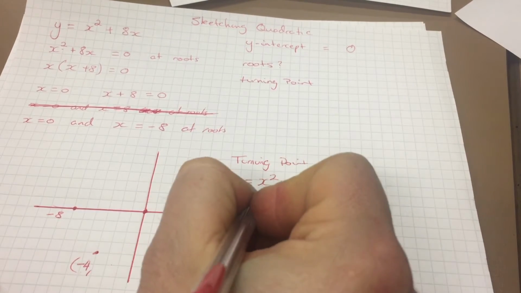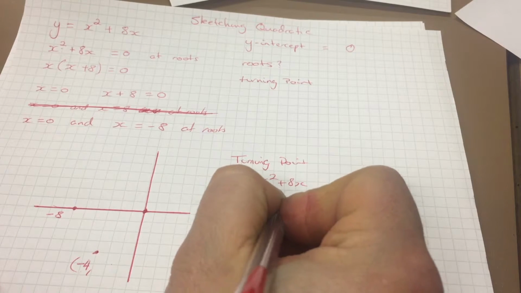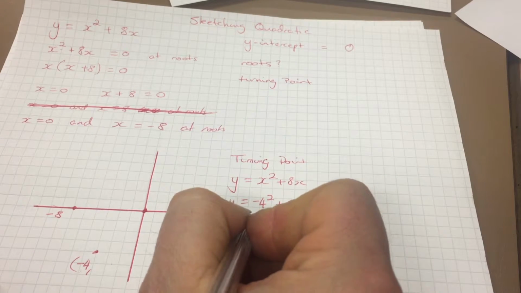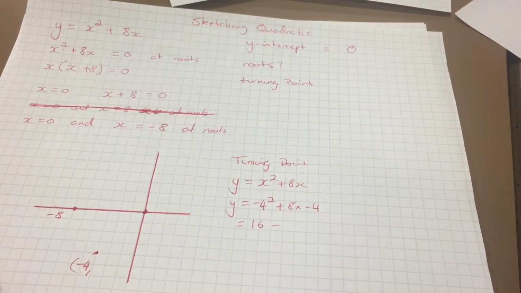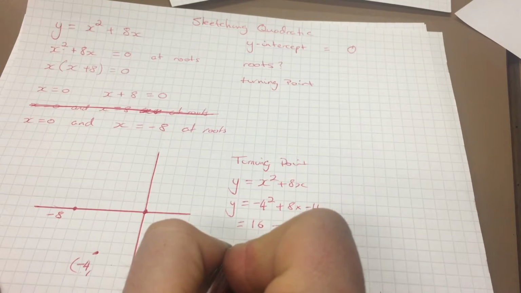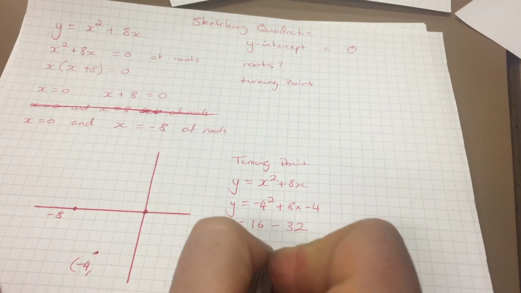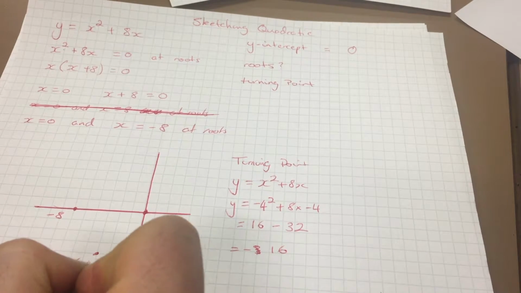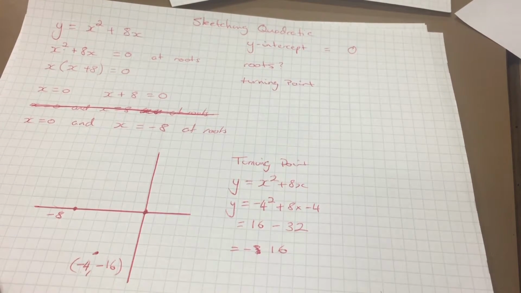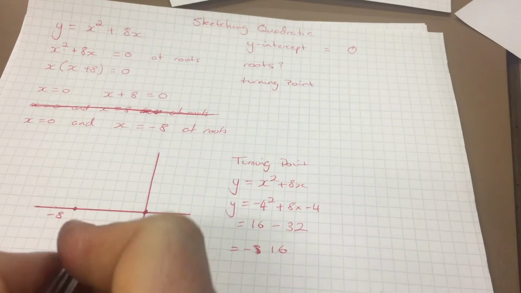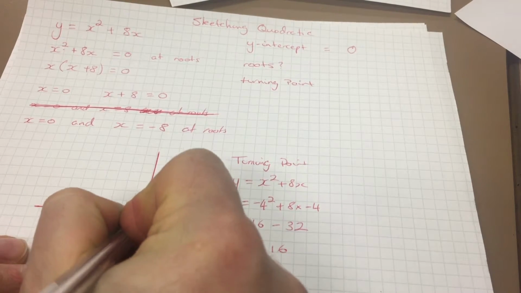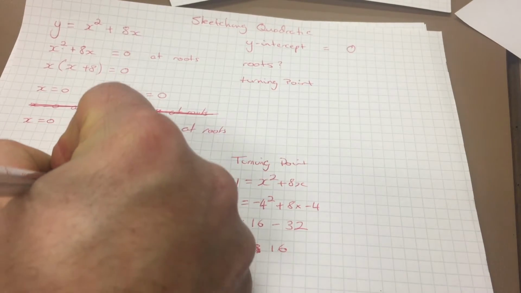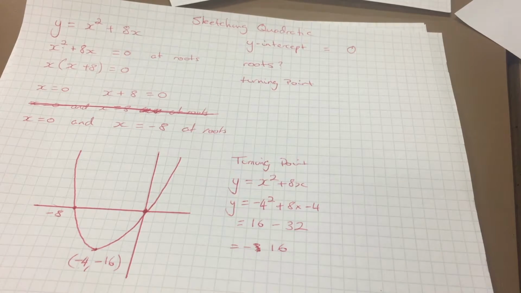So the y-coordinate is found by squaring minus 4 and multiplying by 8 with minus 4. So it's 16 minus 32. So our turning point is at y equals minus 16 and x equals minus 4. So that's our turning point. And so we then plot those points in. And off we go. Done.